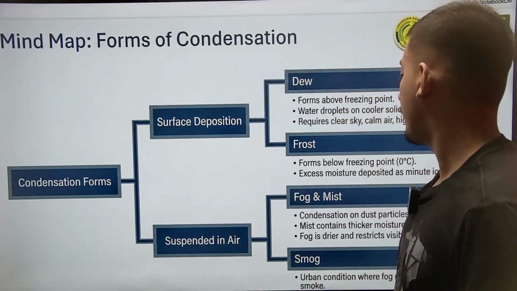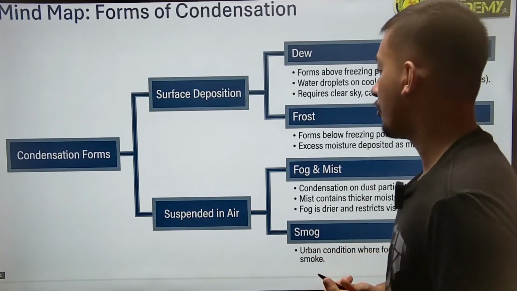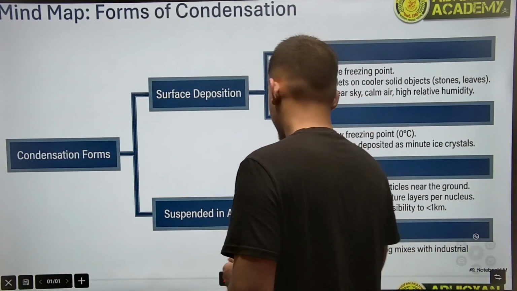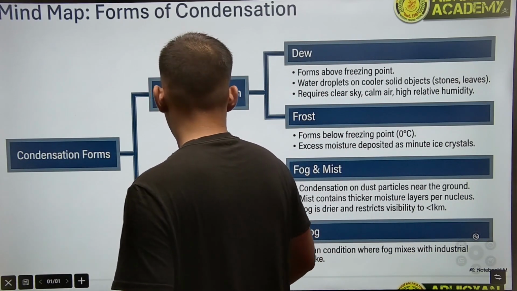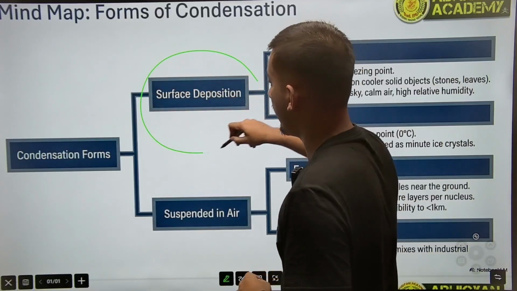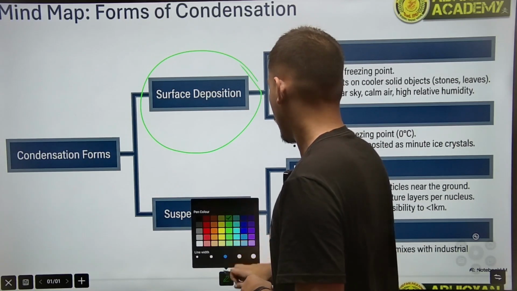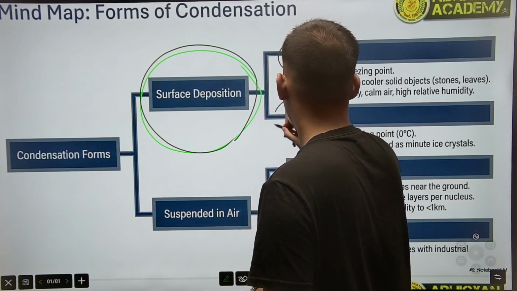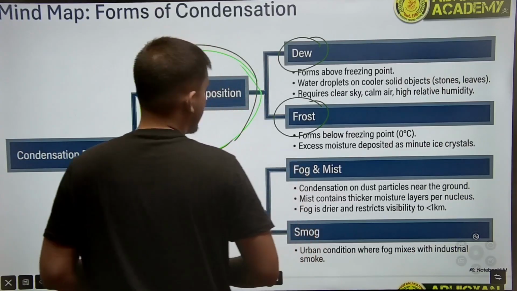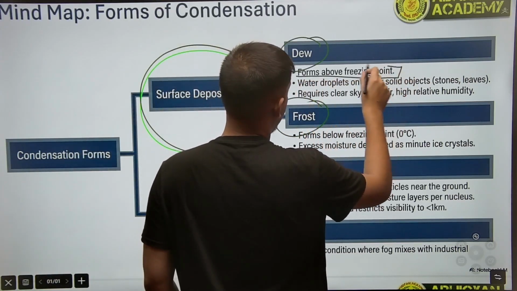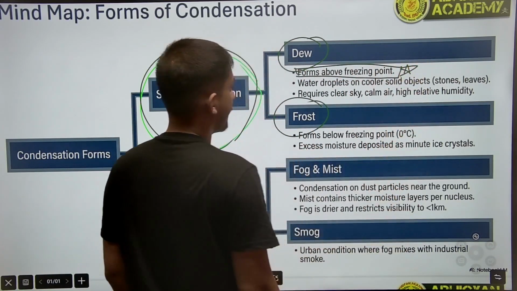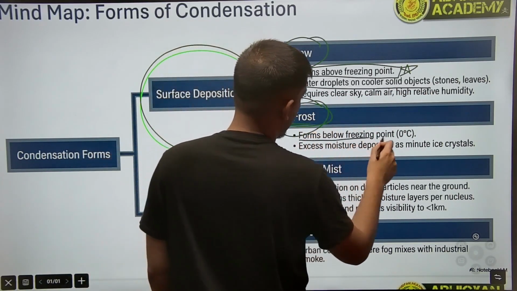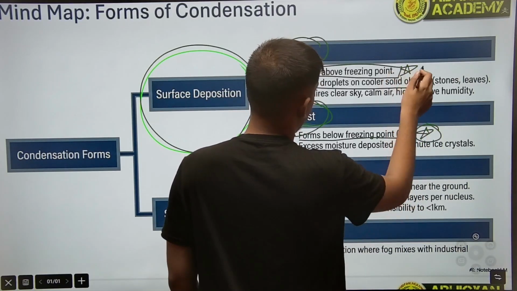Now we come to forms of condensation, right? There are two types basically. Firstly, we have those on the surface. On the surface, we have dew and we have frost. Dew forms above freezing point, as water droplets on cooler solids, whereas frost forms below freezing point. Dew and frost are very important here.